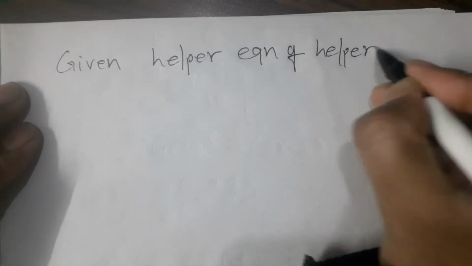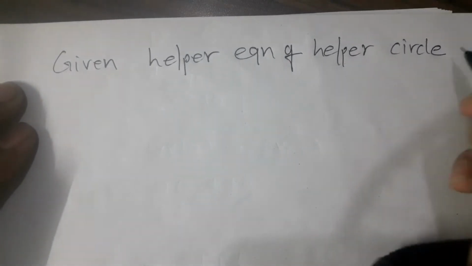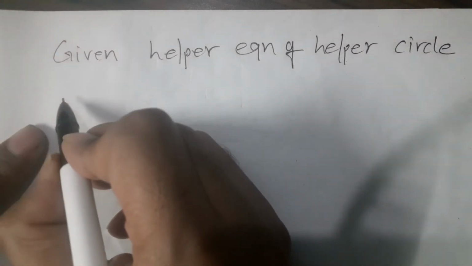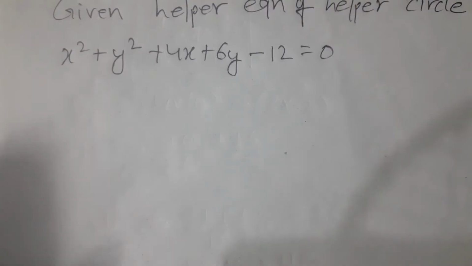Okay, so I will write helper circle. Why am I calling it helper circle? Because this is the circle equation given by the question. So in this equation you can see that this is the helper equation of the helper circle.